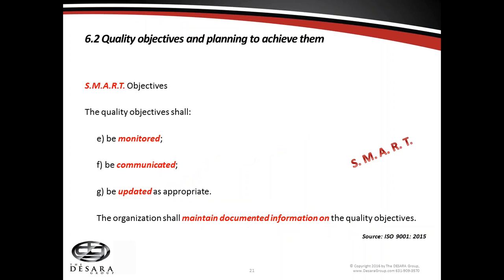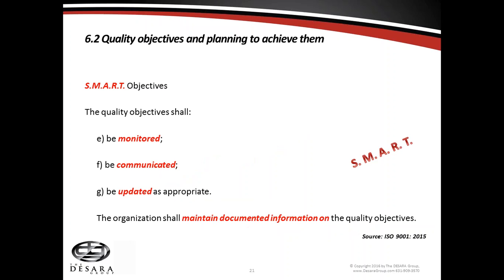If we continue down those 7 bullet points, the quality objectives shall be monitored, communicated, and updated. New words for us. It's not good enough just to have a quality objective anymore. Somebody's got to be looking at it. Somebody has to communicate it to the organization so that the organization understands what the quality objective is. And then they have to update it as appropriate.